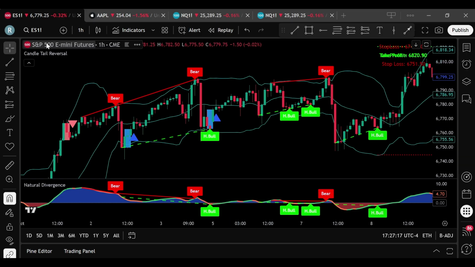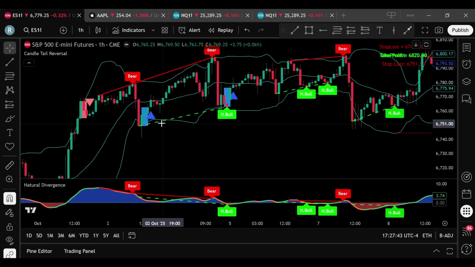So here we are on the S&P 500, on the 1 hour chart, and the candle tail reversal is using Bollinger Bands along with our own Indicator Vault algorithms to pick up buy and sell signals. As we can see here, this blue area indicates a buy signal, and the same here. And the natural divergence, the name tells it all, is picking up both regular and hidden divergences.